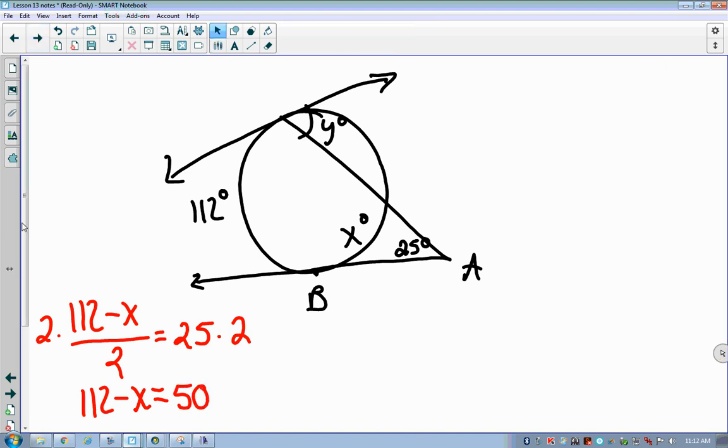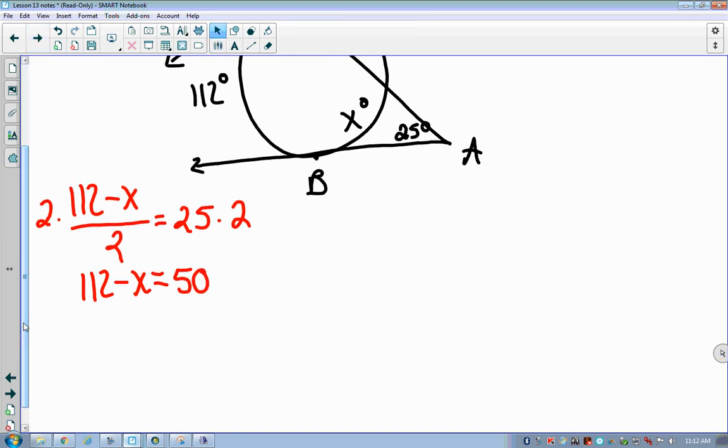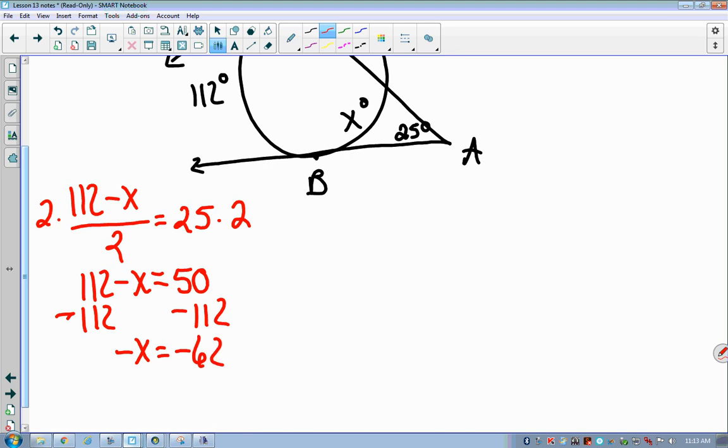Let me scroll down here a little bit so I've got some more room to work. Subtract 112, he says. So negative x equals negative 62. What does x equal? Divide by the negative, so dividing by negative 1, x equals 62 degrees. Okay, that looks good. So he solved for x.